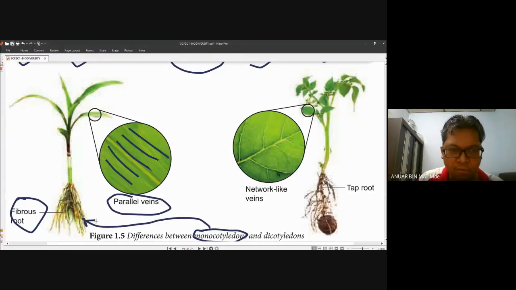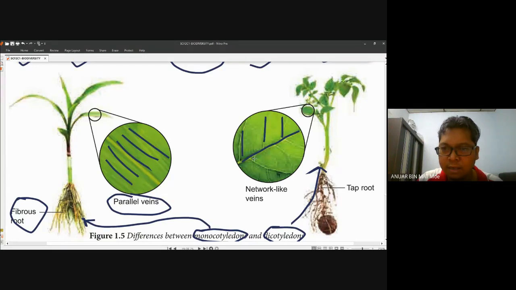And for dicotyledon, here is the plant on your right. This is what we call network-like vein. It has network vein. You can see the difference here. This is what we call a network vein, and this is parallel. Parallel means only one way. You can see here parallel vein. All right, so this is a monocot or monocotyledon plant, and this is a dicotyledon plant.